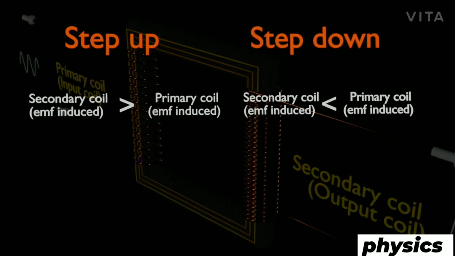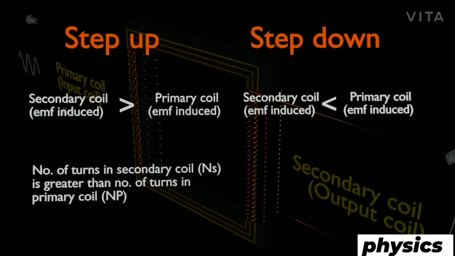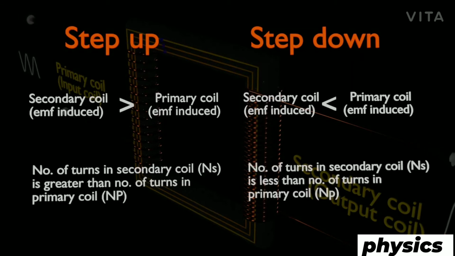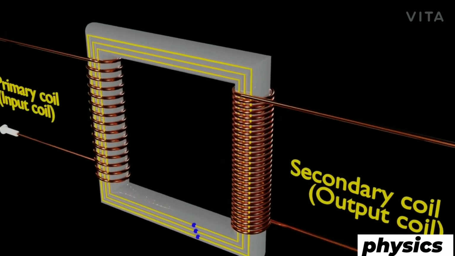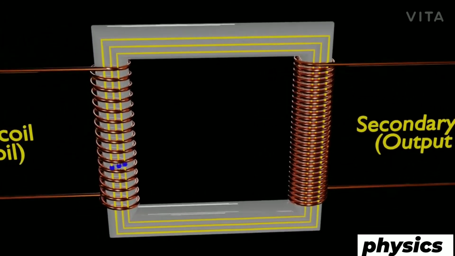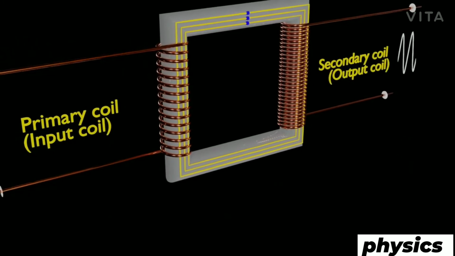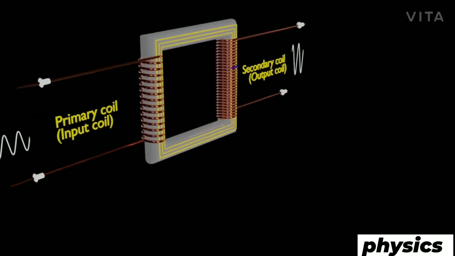And this higher or lower value of EMF induced depends on the number of turns. Higher the number of turns, higher will be the EMF induced in the coil. So by just changing the number of turns in the primary or secondary coil, we can convert a step up transformer to a step down transformer or vice versa. Now let's derive the equation for EMF induced in the primary and the secondary coil for step up and step down transformer.